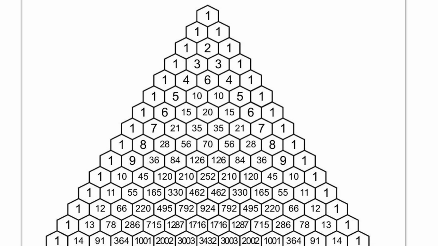Let's start with powers of 11. Let's take 11 to the power of 0. That's going to be 1. 11 to the power of 1 is 11. 11 to the power of 2 is 121. Oh, 121. I wonder what 11 to the power of 3 would be. Let's type it in on our calculator. That means 11 times 11 times 11. That's going to be 1331.